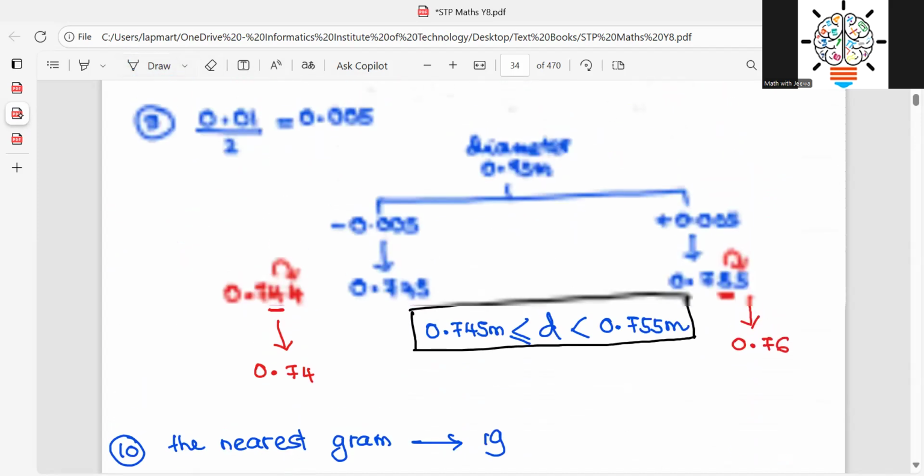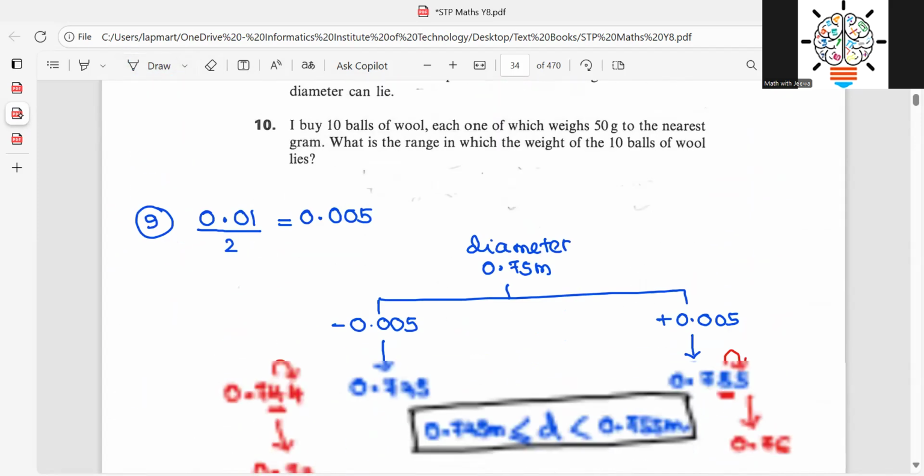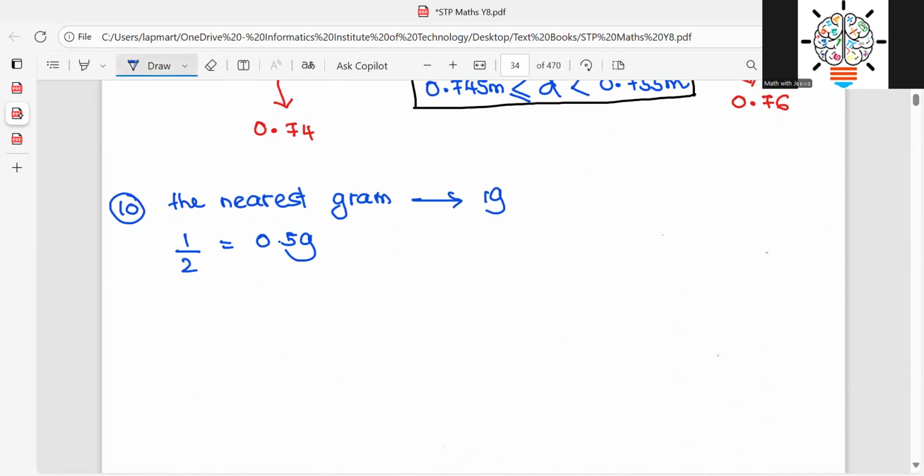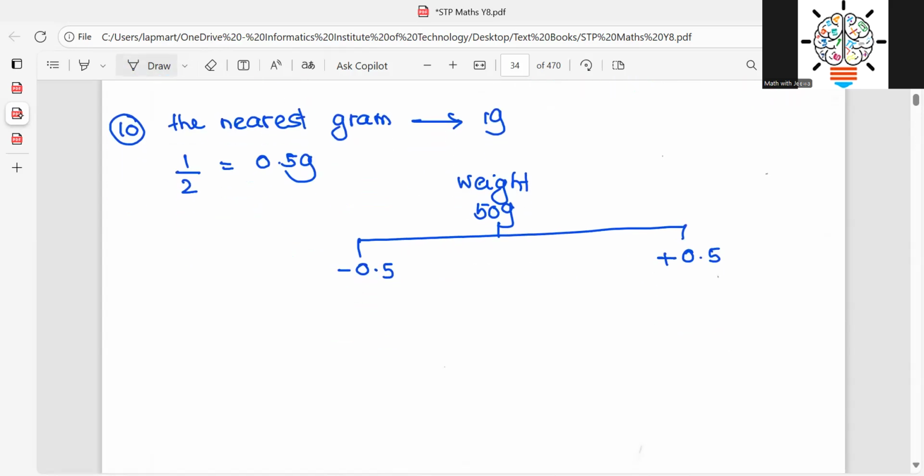Now, what is the answer they have got after correcting it? That 50 grams, no? So it is the weight. So the weight here is 50 grams. Then it's very simple that I take the range. So here it is 0.5 subtracted and 0.5 added. So what will be my answer? That is 49.5 grams, and here it is 50.5 grams.